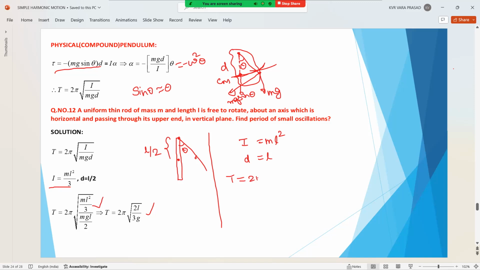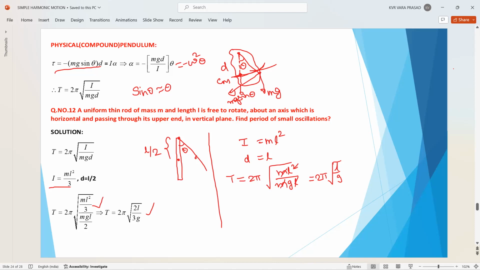So T equal to 2 pi root of, in the place of I, ml square by mg, in the place of d it is L. So m gets cancelled, one L gets cancelled here. Remaining is now 2 pi root of L by g. So it is simply one special case of compound pendulum. Okay, right. Here you can observe one more question.